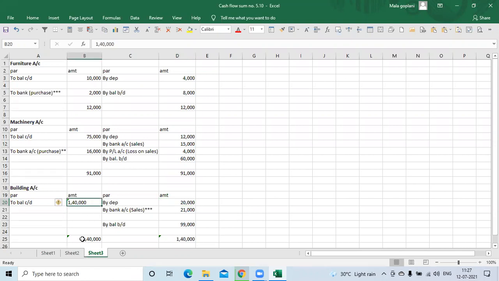We will have a casting figure. What is the casting figure? 1,40,000. Yes, very good. Take it to credit side also, and deduct it from all the figures which are available on the credit side. How many figures are available to you on the credit side? 2 figures. That means 1,40,000 minus 20,000 minus 99,000. So what is the balancing figure? 21,000. This is the book value.